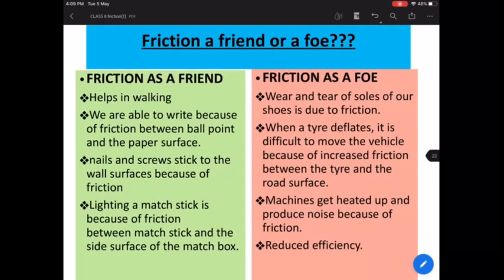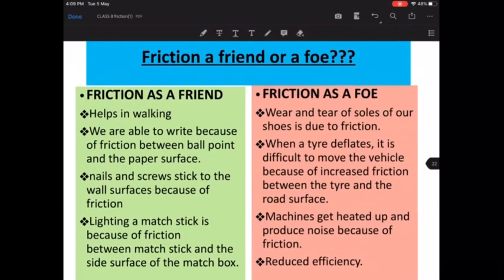Next is friction as a friend or foe. Here you have to write down a few points in which you think friction acts as a friend, and a few points in which you think friction is actually our enemy. In what ways will it act as a friend? Firstly, it helps you in walking. Then we are able to write because of friction. Where is the friction present when you're writing? Between the lead of your pencil and the paper, there is friction, so you're able to write. If the paper is smooth and there is no friction, you won't be able to write, because your pen or pencil is going to slip easily. So it is only because of friction that you're able to write.